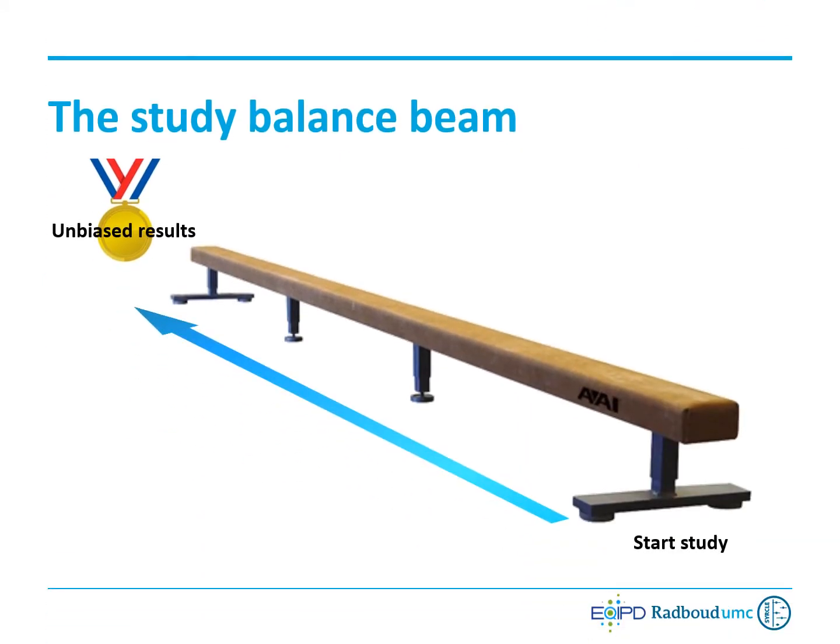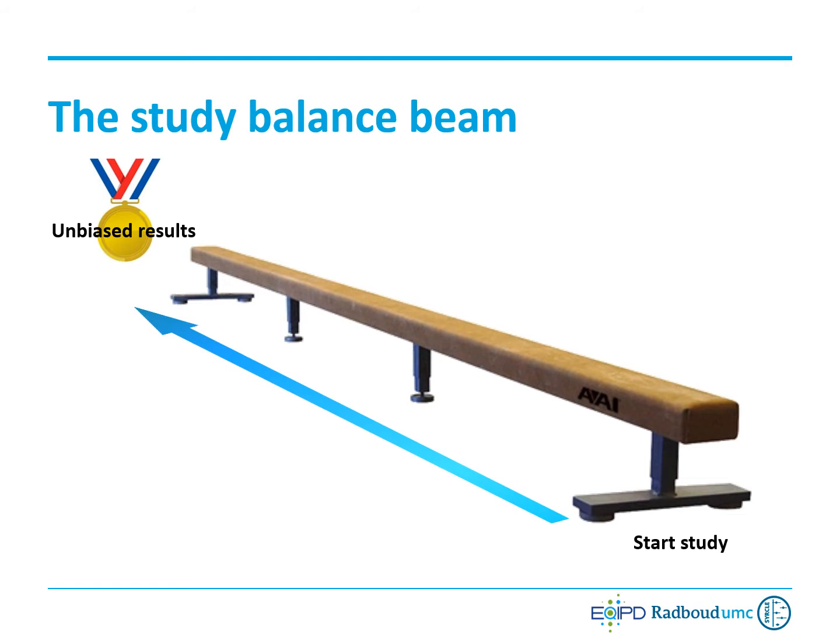Different types of bias can occur in different phases of an experiment. To have a closer look at the different types of bias that we can encounter over the course of a study, let's visualize our experiment as a balance beam. We imagine that we jump onto the beam here at the start of the study, and our goal is to balance all the way to the end, where we reach unbiased results.